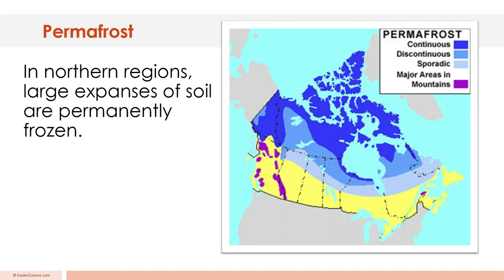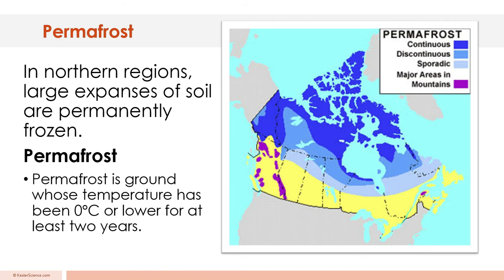Permafrost. In northern regions, large expanses of soil are permanently frozen. This means that the ground is frozen, doesn't thaw. So permafrost, this is your definition. Permafrost is ground whose temperature has been 0 degrees Celsius or lower for at least 2 years.